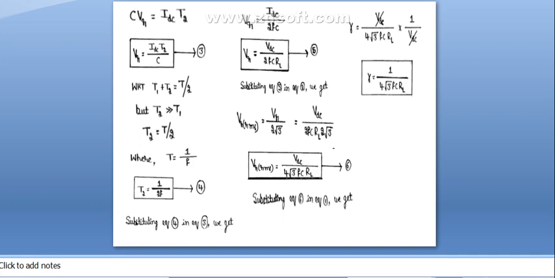The ripple factor of the inductor filter is RL by 3 root 2 omega L. In the capacitor filter, the ripple factor is 1 by 4 root 3 fC into RL. Here the ripple may be decreased by increasing the capacitance value or the load resistor.